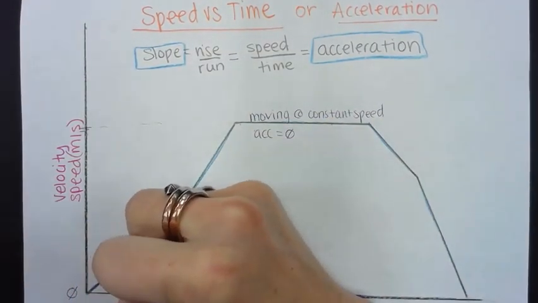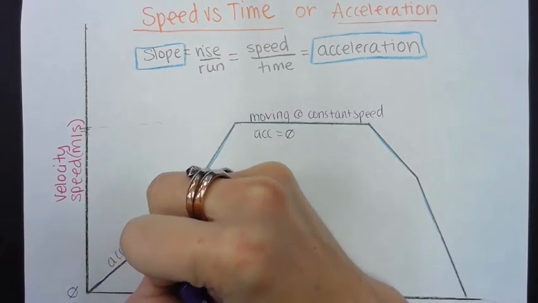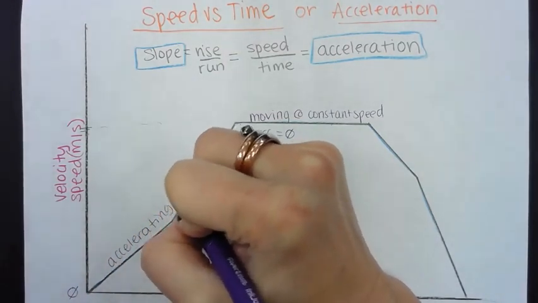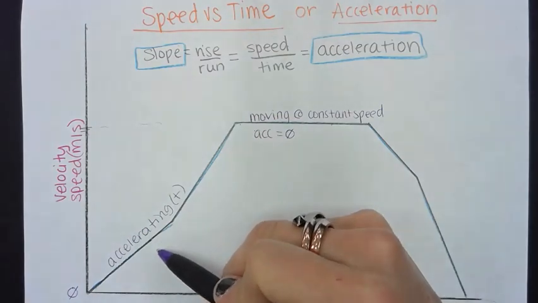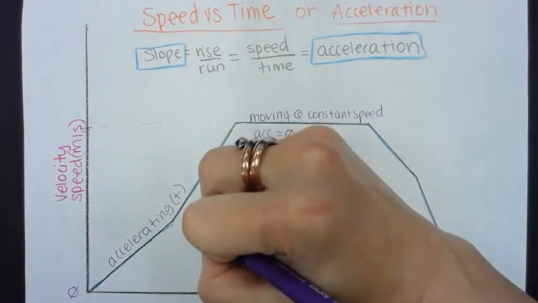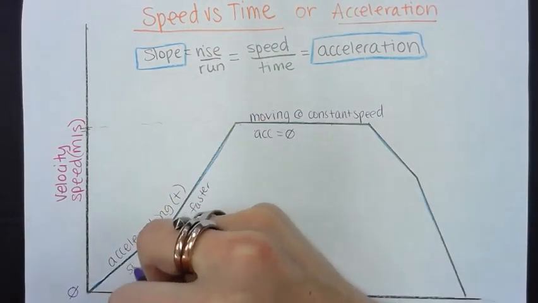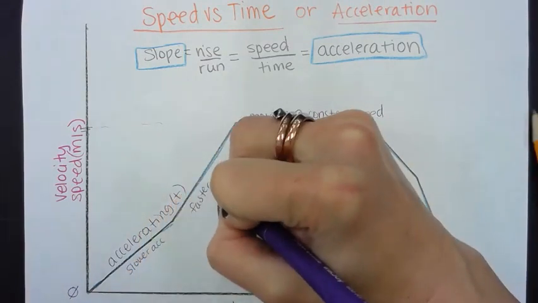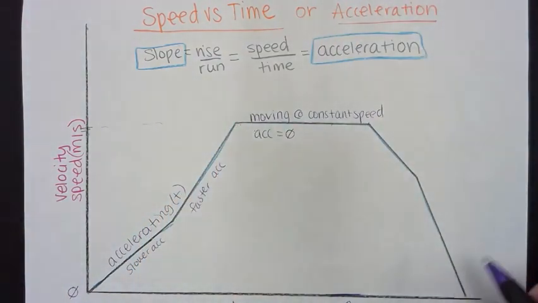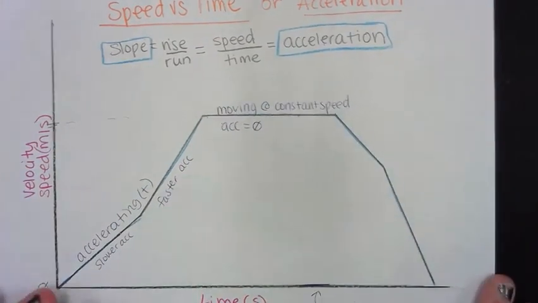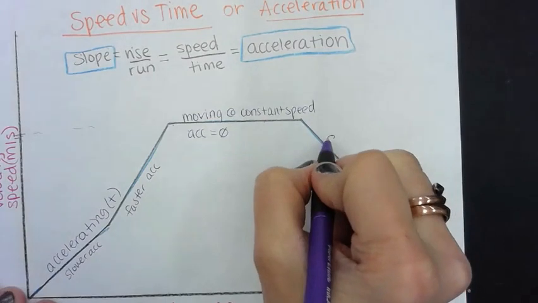Now let's look at our lines over here where they're increasing. These two going up in the positive direction means that the object is accelerating. So its speed is getting faster and faster. When you have a steeper slope, you have a faster acceleration, like in the second segment, but if it's a little bit less steep of a slope, then you have a slower acceleration.